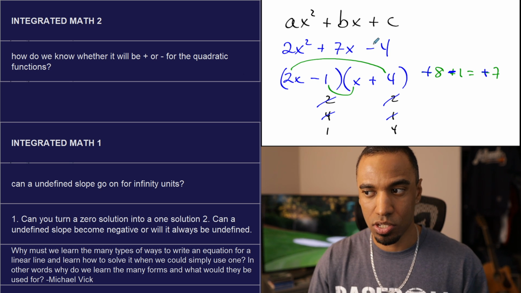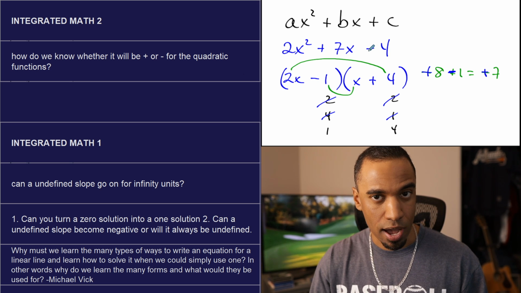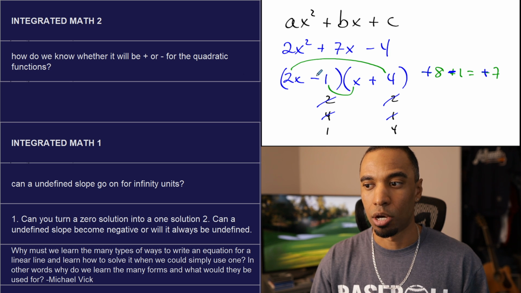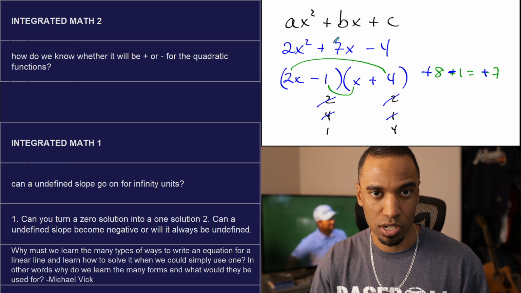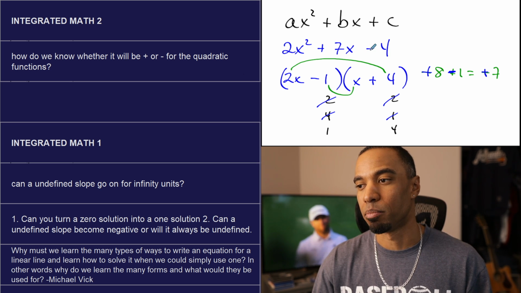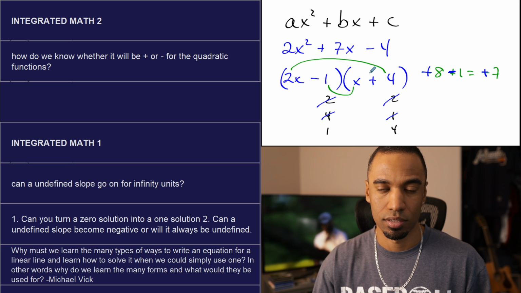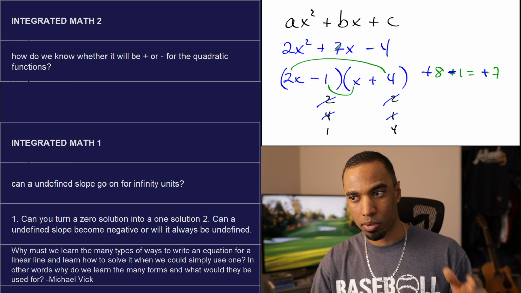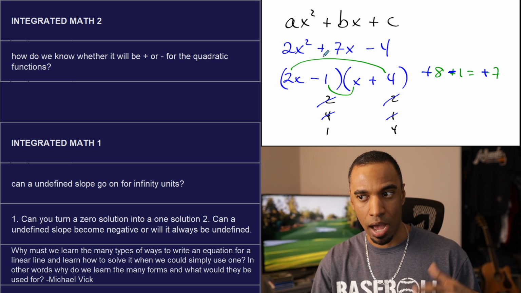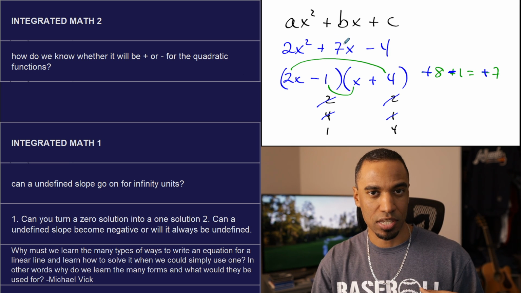They'll both be pluses if your product is positive and your sum is positive. They'll both be minuses if your product is positive and your sum is negative. If your product is negative, I would just put a plus and minus in. I would play with which numbers give me either this number or the opposite of it. If it gives me this exact number, keep the signs as they are.